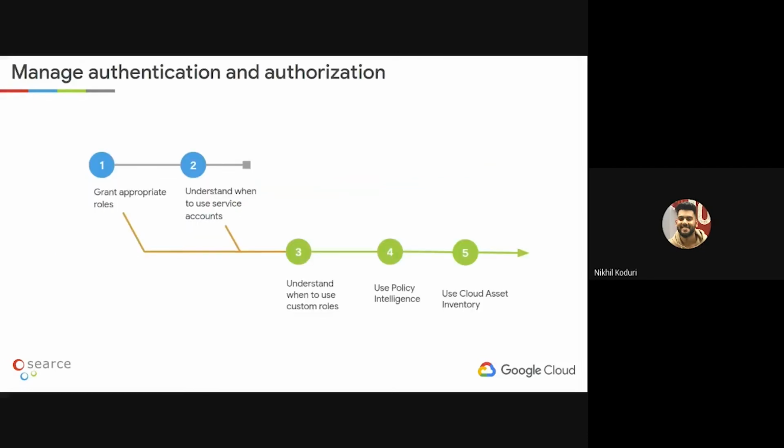Now, how do you manage authentication and authorization? So first thing, you have to grant appropriate roles. It's recommended that you don't use the predefined roles and the primitive roles such as project owner and project editor. A better, recommended approach is to create custom roles for each kind of deployment, each kind of access that you want to provide in your organization. Define these custom roles and roll them out to different users and different user groups as much as possible. You have to understand when to use a service account.